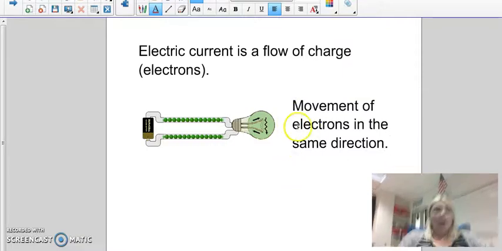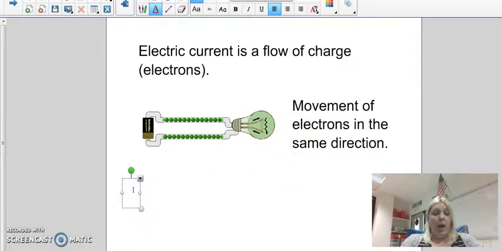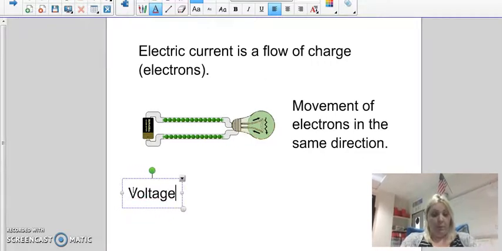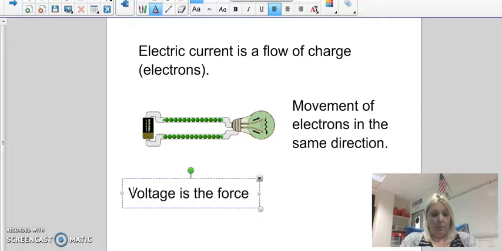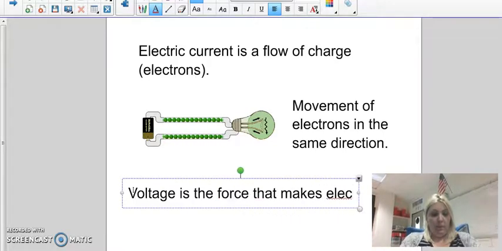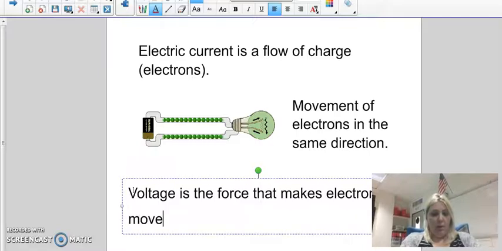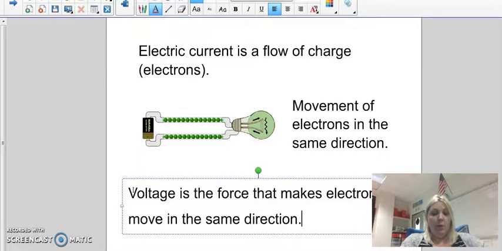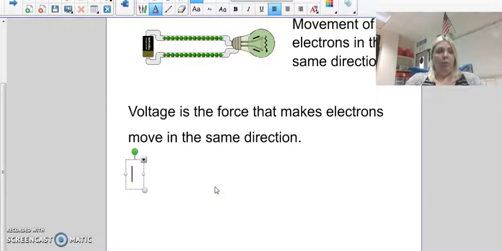This is very important. So the second definition we had was voltage, and we said that voltage was the force that makes electrons move. Now, it's not just the force that makes electrons move. It's the force that makes electrons move in the same direction. Because we already know that electrons move all the time, so we don't need to force them to move, right? So I want to talk more about voltage and what it really is.